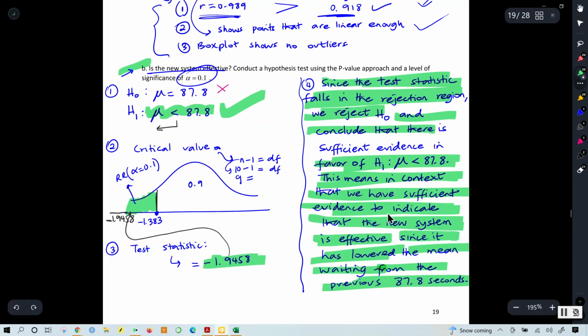So this brings us to the end of the consideration of constructing confidence intervals for population mean.